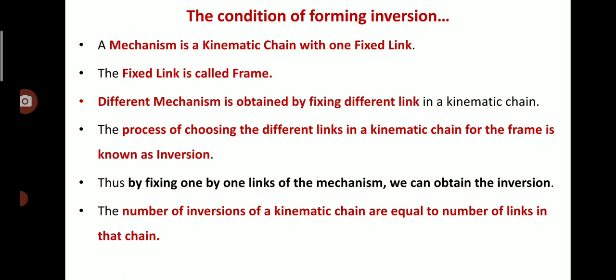So let us see what are the conditions of forming the inversion. A mechanism is a kinematic chain with one fixed link. So there should be one fixed link to form the inversion. The fixed link is called a frame. A different mechanism is obtained by fixing a different link in the kinematic chain. The process of choosing a different link in a kinematic chain for the frame is known as inversion. Thus, by fixing the links one by one, we can obtain the inversions. This is the most important condition of forming the inversion. We can fix all the links one by one and we will get the mechanisms accordingly. The number of inversions of a kinematic chain is equal to the number of links in the chain.